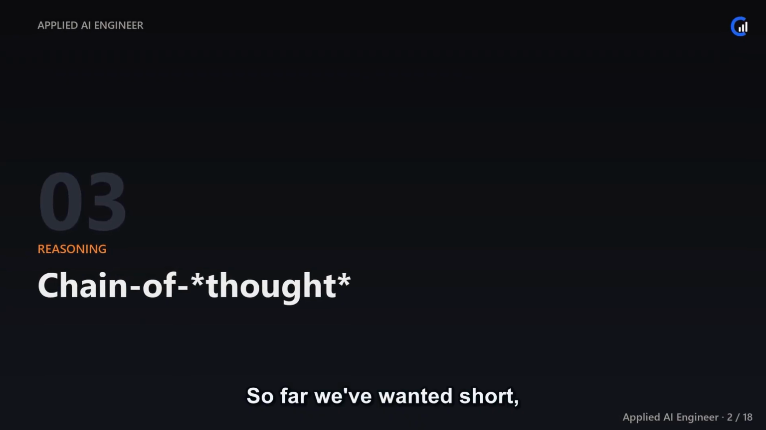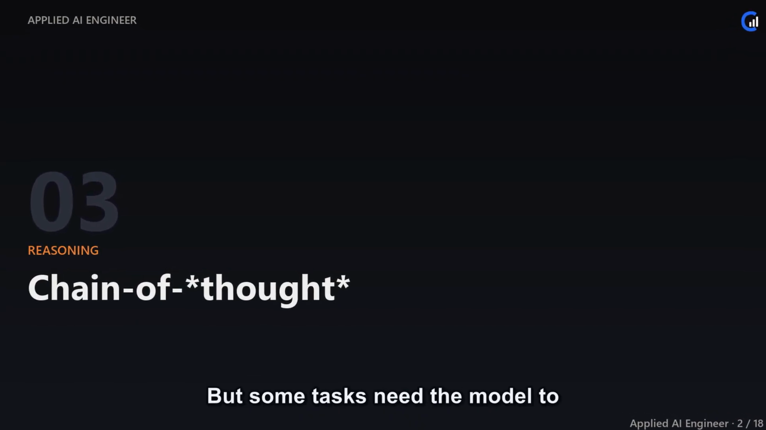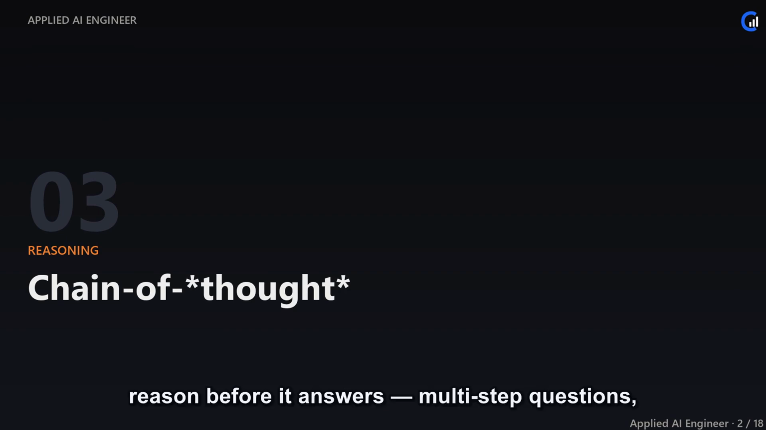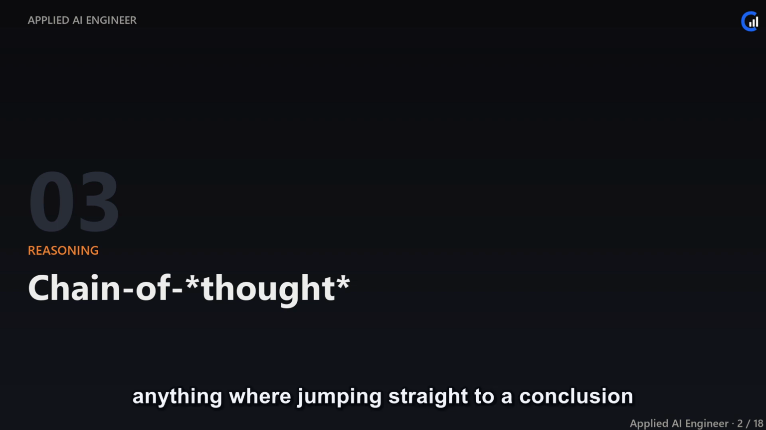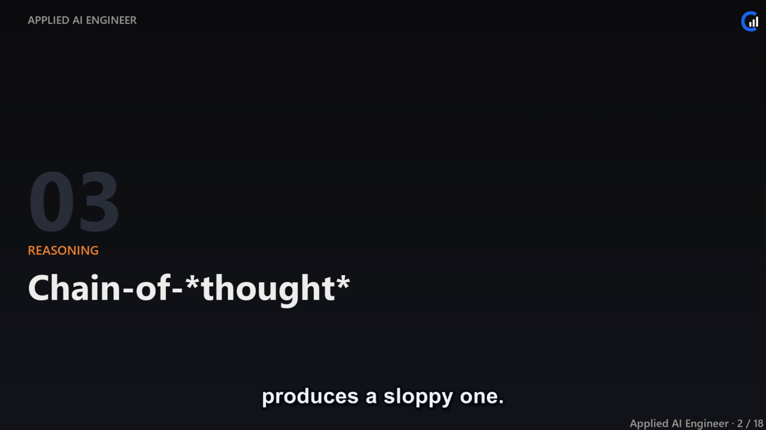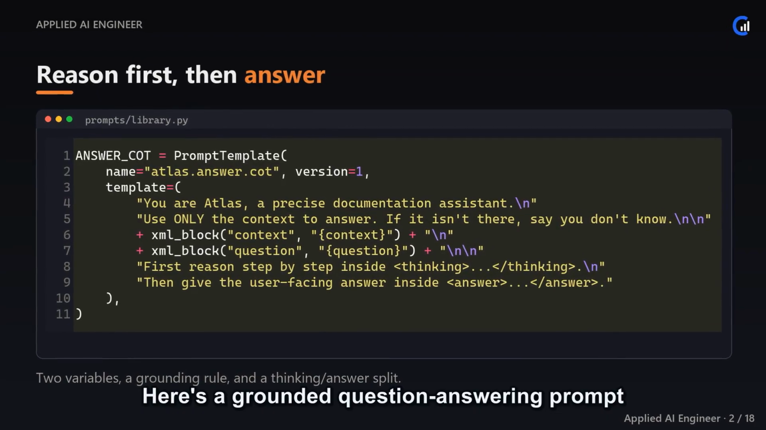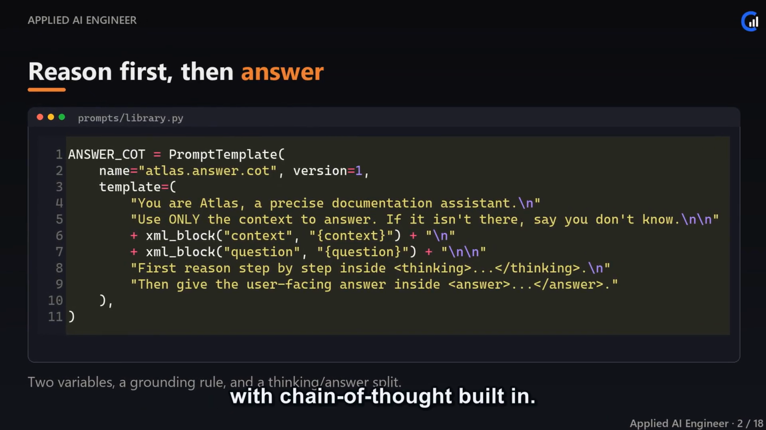So far we've wanted short, clean answers. But some tasks need the model to reason before it answers, multi-step questions, anything where jumping straight to a conclusion produces a sloppy one. The technique for that is chain of thought, and the trick is to keep the reasoning out of the user's way. Here's a grounded question answering prompt with chain of thought built in. Two variables this time, context and question. We add a grounding rule, answer only from the context, and admit it if the answer isn't there, which is how we'll fight hallucination in the RAG episodes.